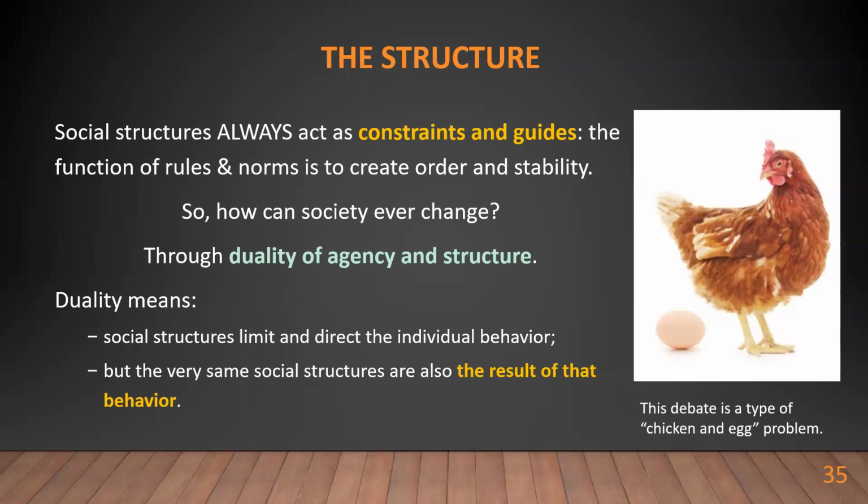Now, so how can society change? Because of this duality of agency and structure. And duality simply means that social structures limit and direct individual behavior, but the very same social structures are also a result of that behavior. So now you understand why it has been an ongoing debate, because it's a debate about who was first, the chicken or the egg. We understand that the egg comes from the chicken, but the chicken itself comes from the egg. So who was first, the structures or the agents? Who did the first thing?